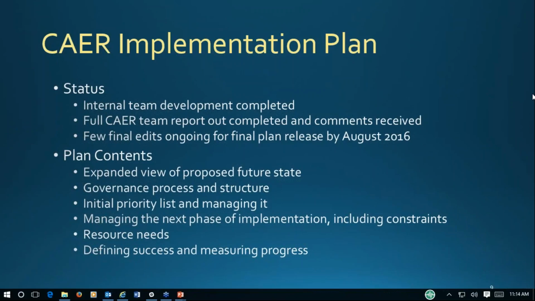Generically, it's going to include a discussion of who's overseeing the process, who's going to do the work, and how they're going to do the work.